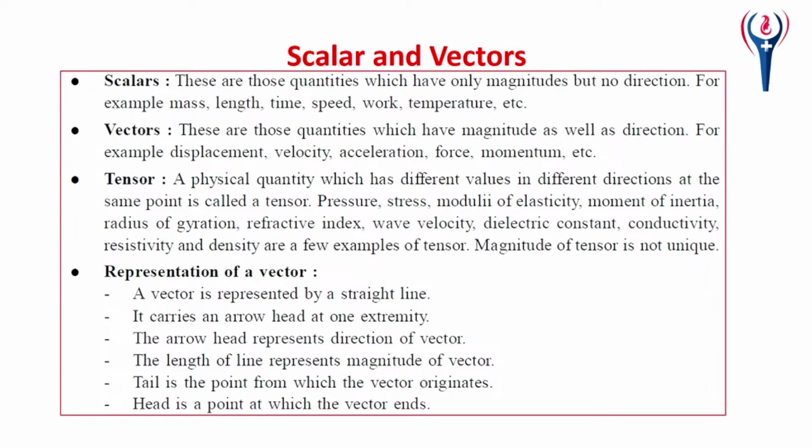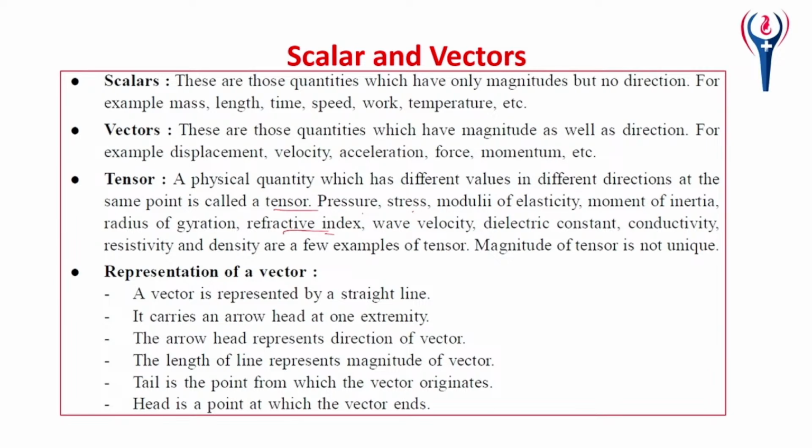Apart from that, there is one more quantity, tensor. Tensor means physical quantity which has different value in different direction. Example, pressure, stress, elasticity modulus, moment of inertia, refractive index, these are all tensors.